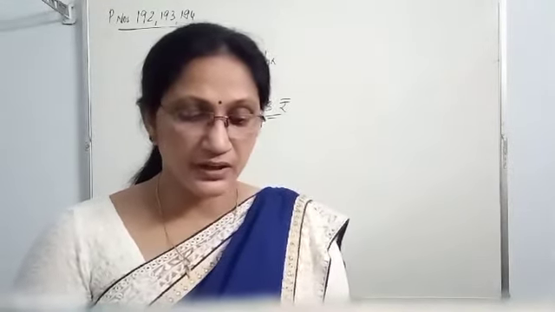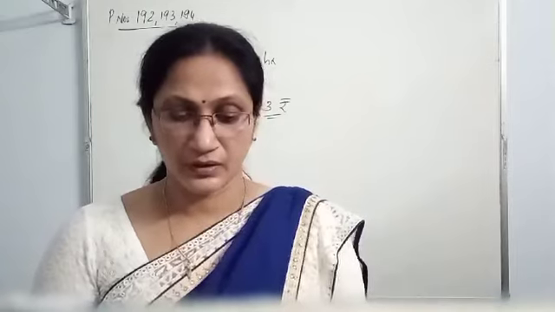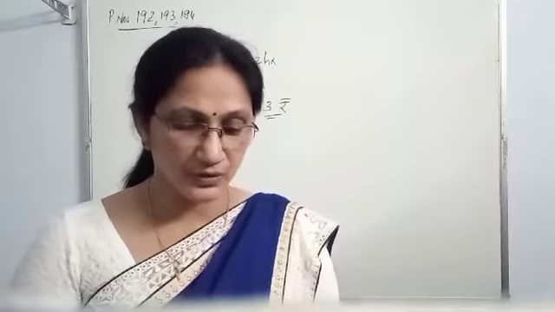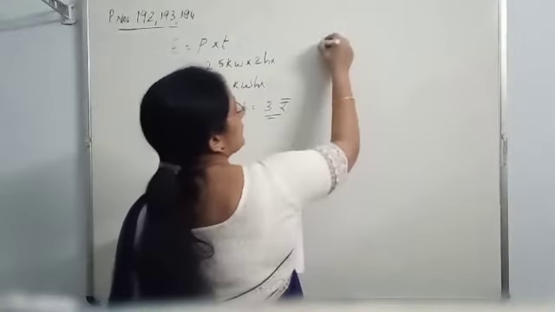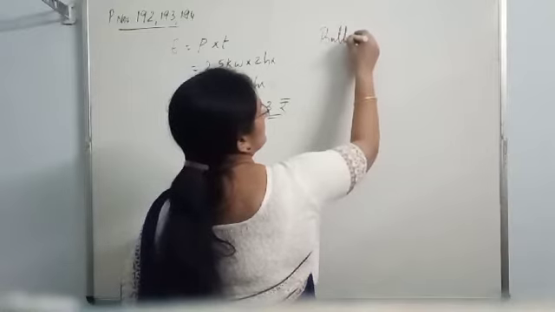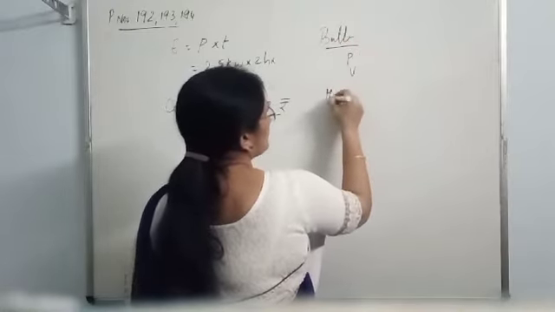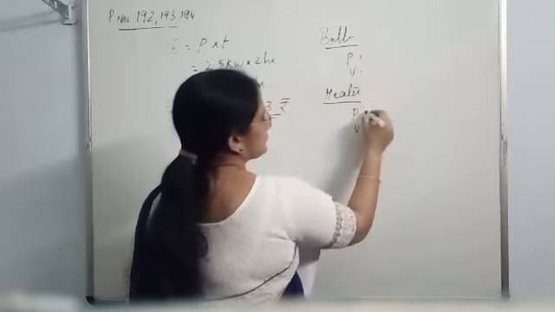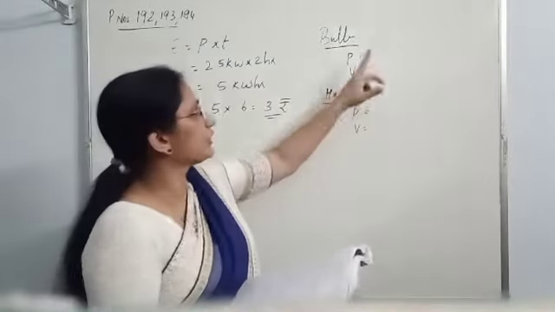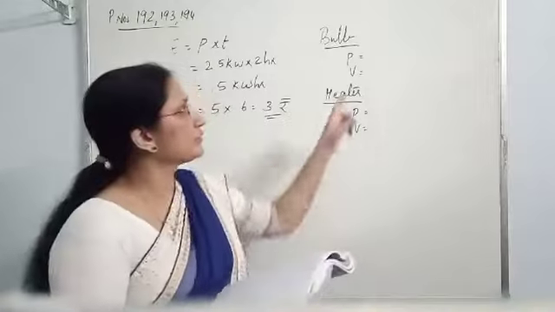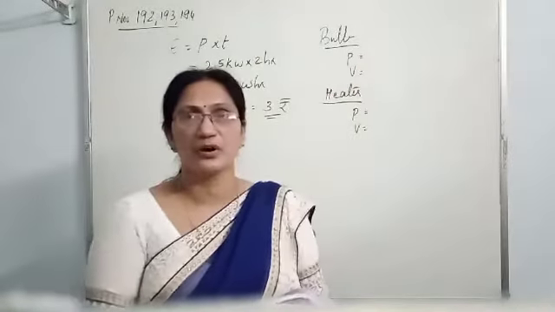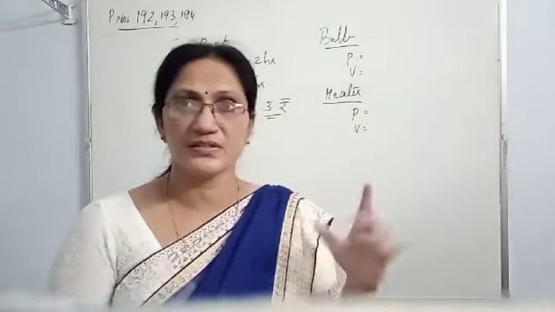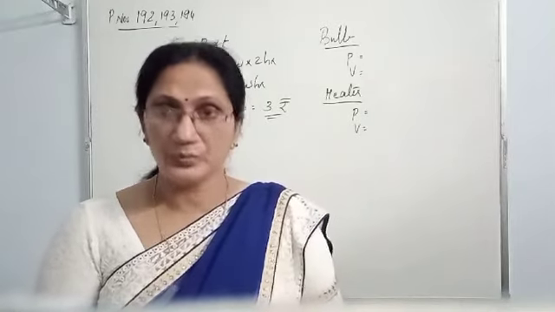Next question 5. A bulb is marked 100 watt 220 volt. An electric heater is marked 2 kilowatt 220 volt. What is the ratio of resistances? For the bulb, P and V are given. For heater also P and V are given. Power and voltage of both the devices are given. And you can find out the resistance in both cases. Use the formula P is equal to V square by R, and then you will get the resistance of both the devices. You can do it by yourself.